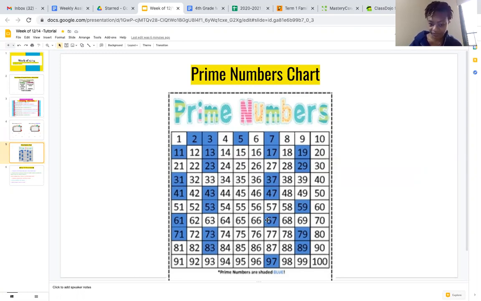So 67, for example, is prime. 97, for example, is prime. 73, 41, etc., etc. Let me check with 93. We did 93 earlier. 93 is not shaded in blue. So this means that 93 is composite. Okay, just checking our work quickly here.